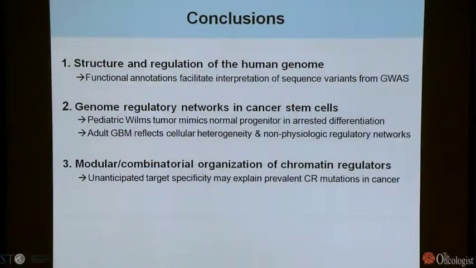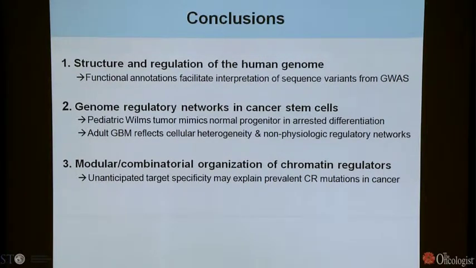So let me just conclude the talk then. I've told you how epigenomic or chromatin state mapping can tell us about the structure and regulation of the genome, how we can identify elements, and these functional annotations facilitate interpretation of sequence variants from GWAS. I've told you about how these same technologies can be applied to cancer cells, in particular cancer stem cells.